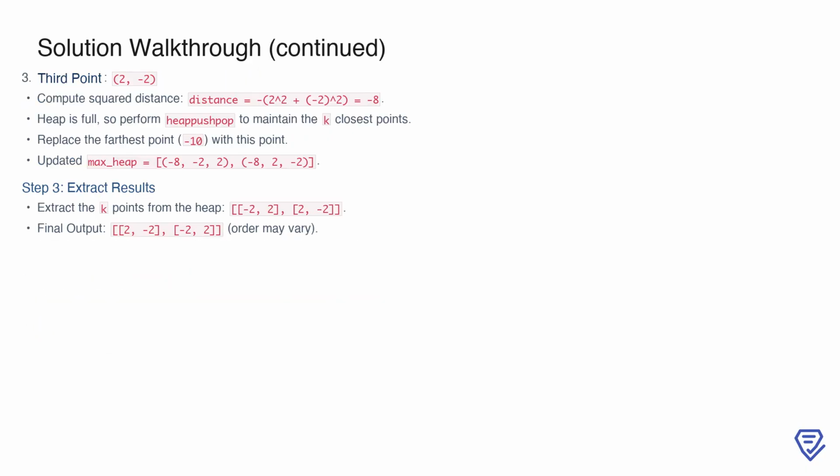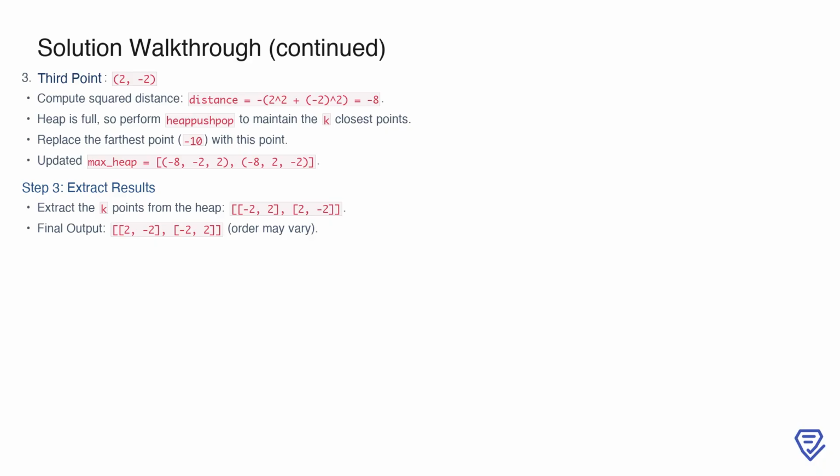Next, we process the third point, [2, -2]. Its squared distance is calculated as -(2² + (-2)²), which equals -8. At this point, the heap is full with 2 elements, so we apply the heappushpop operation. This operation ensures that only the k closest points remain in the heap by replacing the farthest point, which has the smallest negative distance. Here, the point with distance -10 is replaced with [2, -2], as its distance of -8 is closer to the origin.